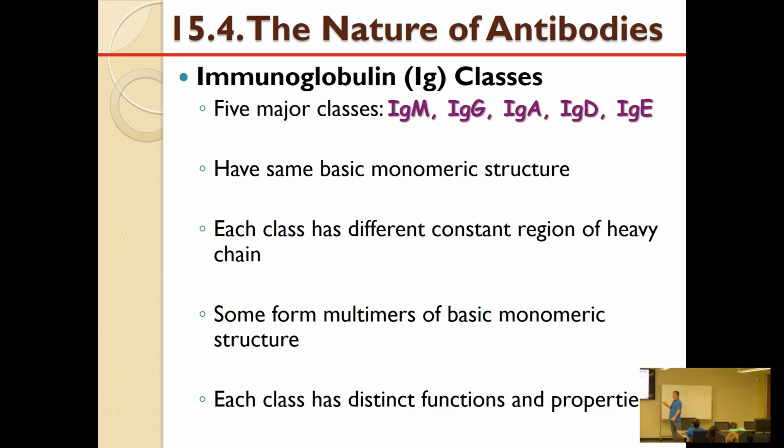Each class has a different constant region. So here, the constant region, right? The Fc region, that's the constant. The 5 classes are going to have a different constant region because each class has its own role to play. So it's going to be having different parts of the immune system respond to it. So the constant region is going to be different amongst the 5 classes. Some form multimers, some don't, and we'll see that as we go forward. So multimer is when the antibodies come together to make a bigger structure. And so each of the different classes has a distinct function and property, as I've already said, it says there too.